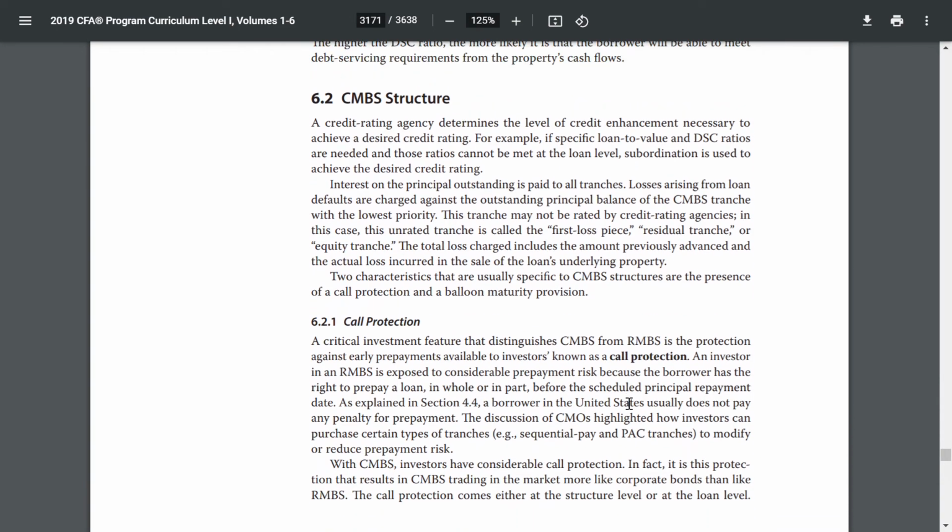CMBS structure. A credit rating agency determines the level of credit enhancement necessary to achieve a desired credit rating. For example, if specific loan-to-value and DSC ratios are needed and those ratios cannot be met at the loan level, subordination is used to achieve the desired credit rating. Interest on the principal outstanding is paid to all tranches. Losses arising from loan defaults are charged against the outstanding principal balance of the CMBS tranche. In this case, the unrated tranche is called the first-loss piece, or residual tranche or equity tranche.